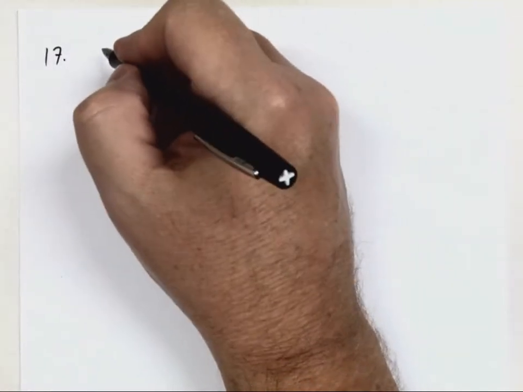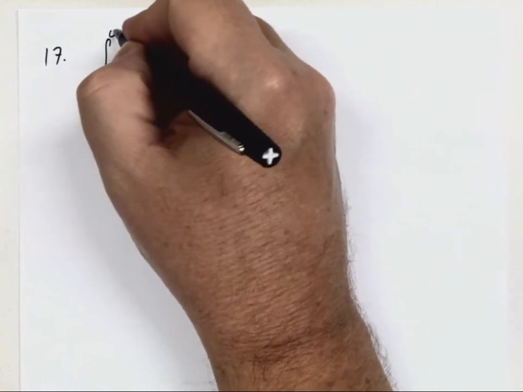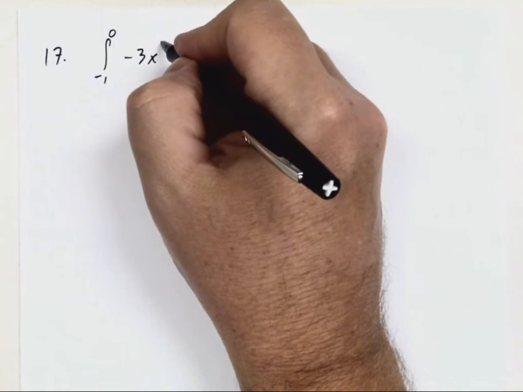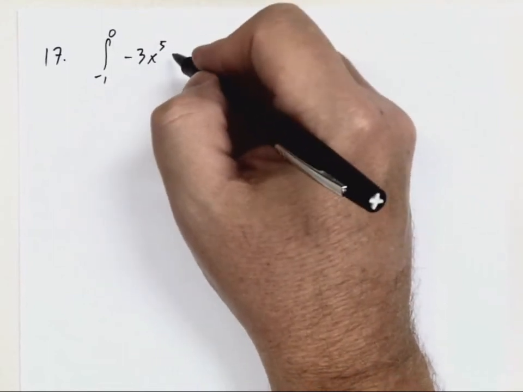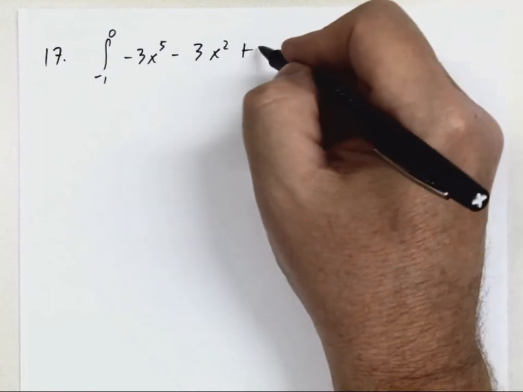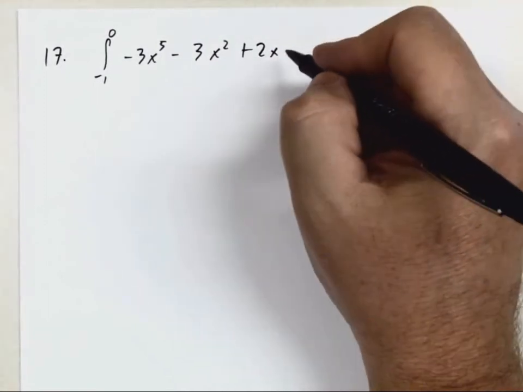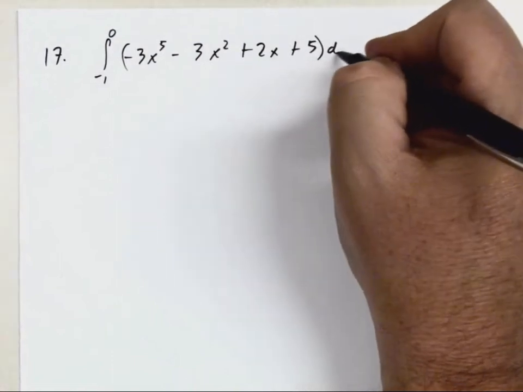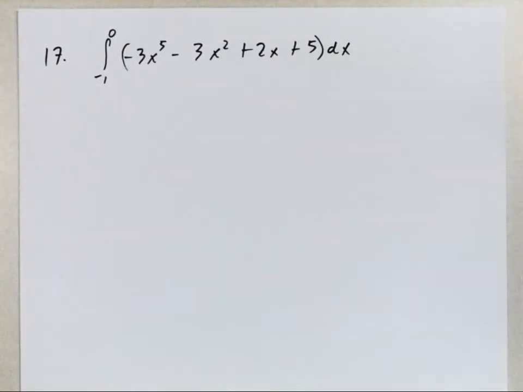So 17 is the integral from -1 to 0 of -3x to the 5th, minus 3x squared, plus 2x, plus 5, all with respect to x.